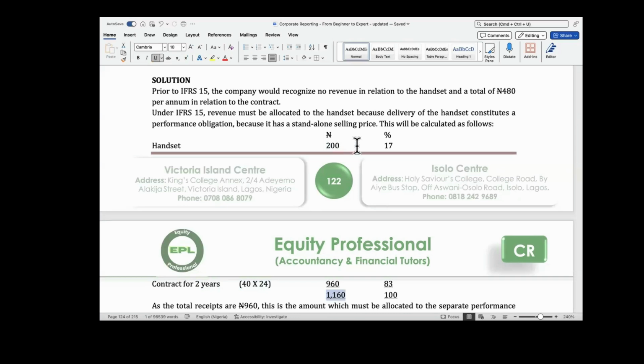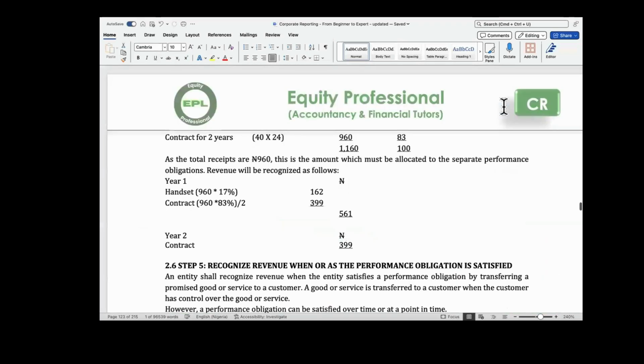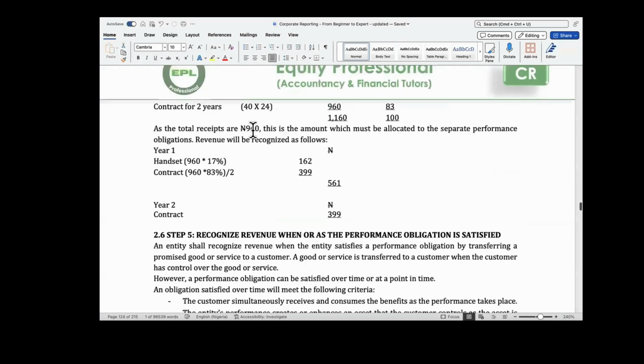So it is this percentage that we're going to use to share the transaction price, because the transaction price in this contract is just 40 naira per month, which is 960. So let's share it. So the total receipt in this contract is 960, which is the transaction price. That's the consideration. So we're going to allocate it to the separate performance obligations. So in year one now, because this is a 2-year contract, out of the 960 we are expecting to collect, 17% will go to handset.